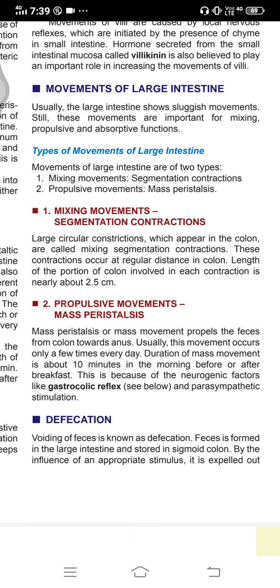Mixing movement, segmentation contraction: large circular constrictions which appear in the colon are called mixing segmentation contractions. These contractions occur at regular distances in the colon. The length of the portion of the colon involved in each contraction is nearly about 2.5 centimeters.